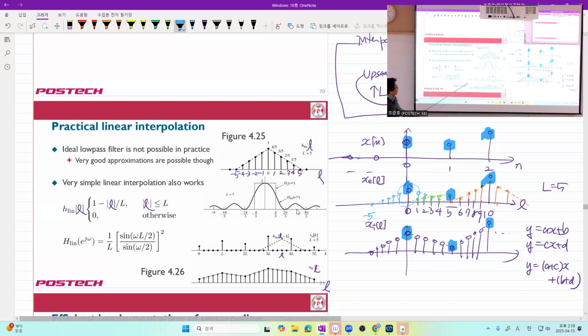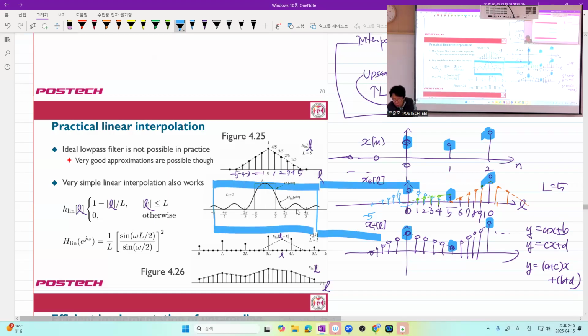So in the omega domain, you have this one exactly copied and shifted by 2 pi. So you have this copy repeated again and again, something like that.